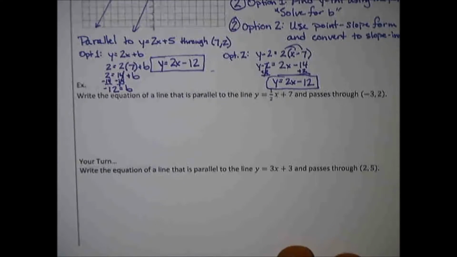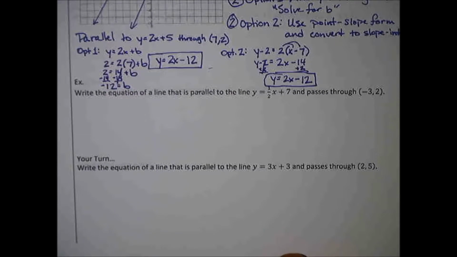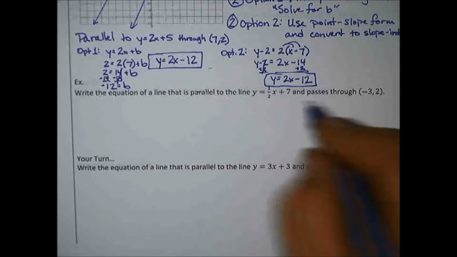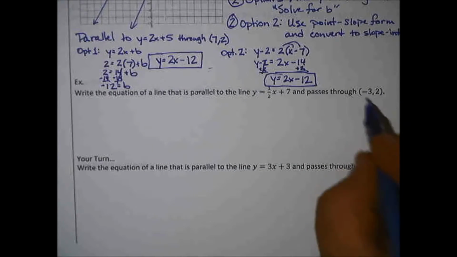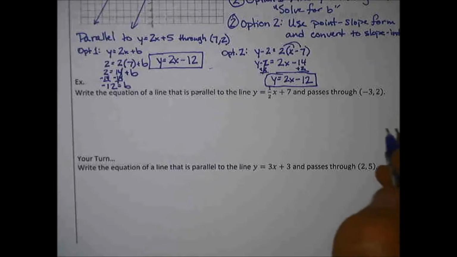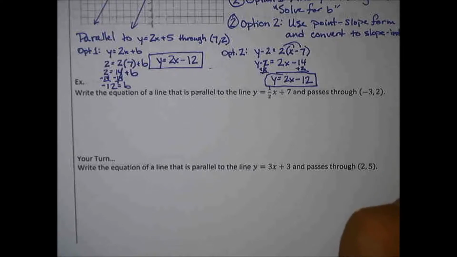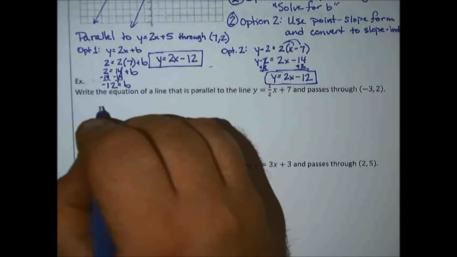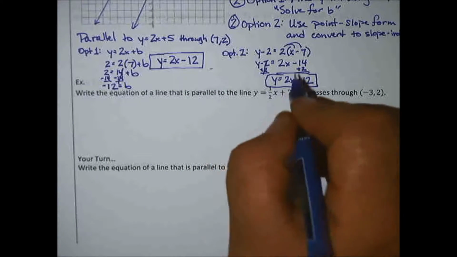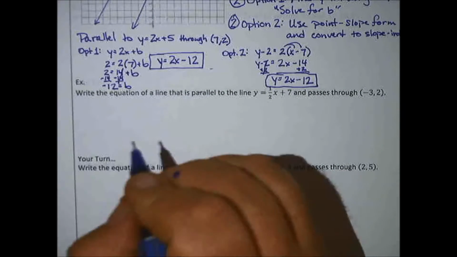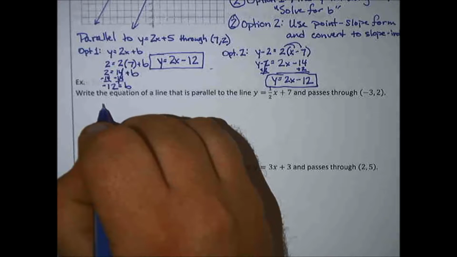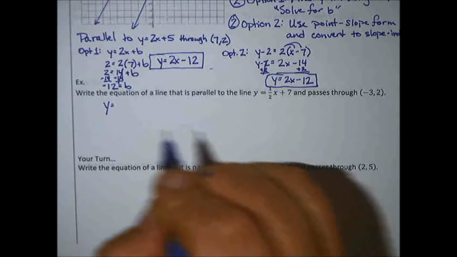And I didn't do myself any favors. Okay, we're going to have to find the equation of a line parallel to y equals 1/2 x plus 7 that goes through this point negative 3, 2. I'm going to use option 2 probably for most of this, but maybe once in a while I'll do one of each here. We'll just make sure we stay honest here. But I really do like option 2. I feel like that's less steps. I'm always into finding shortcuts. So let's use option 2.